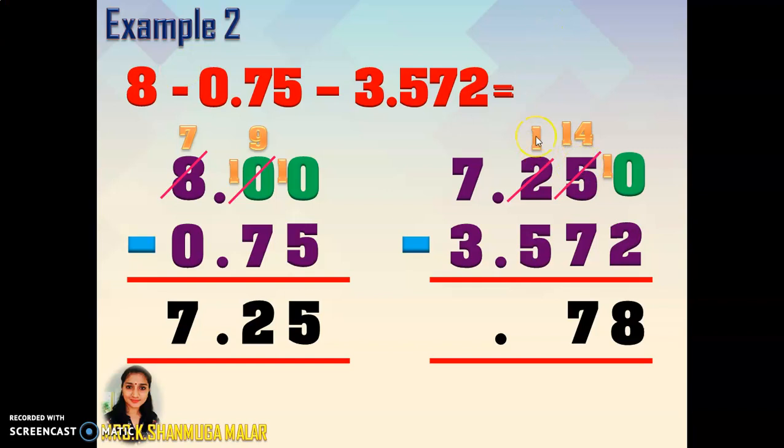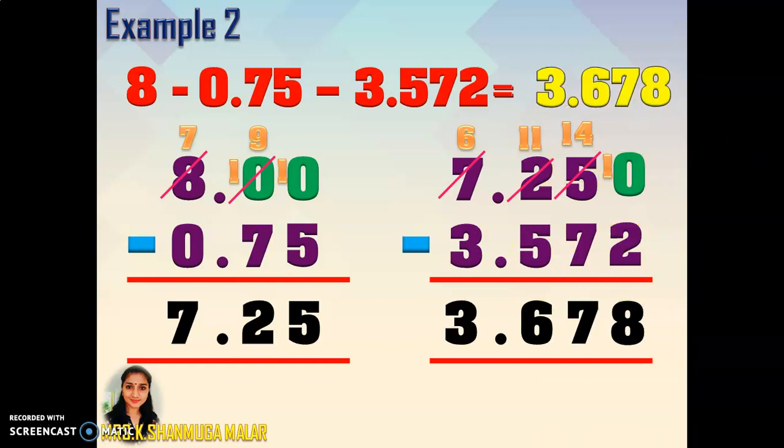And here 1 minus 5. We can't, so we borrow again. 6. Now we have 11. So 11 minus 5 is, very good, 6. Here we have 6. 6 minus 3, 3. So the answer is 3.678. Do you understand, students?